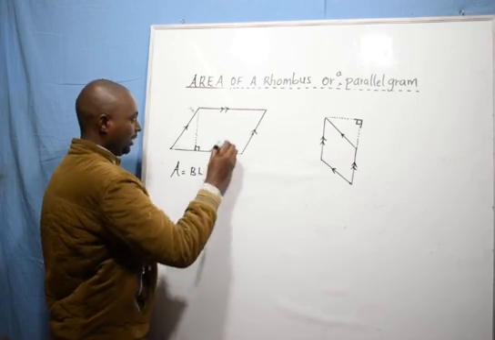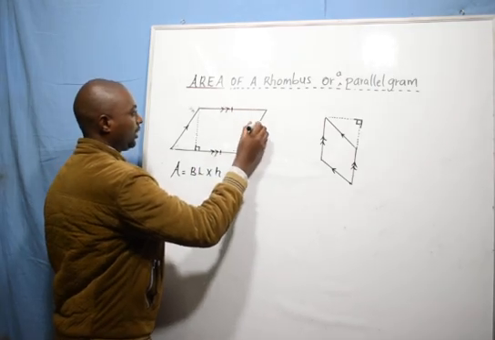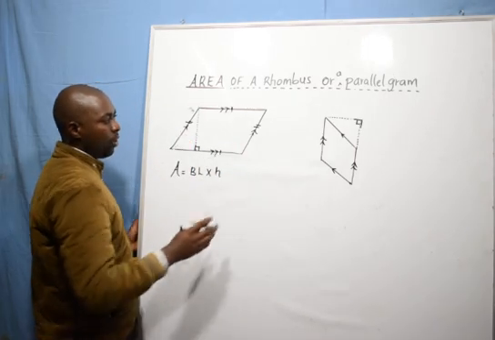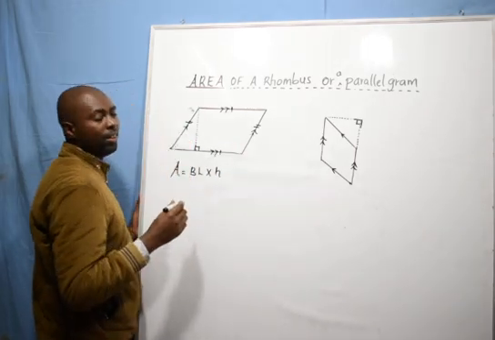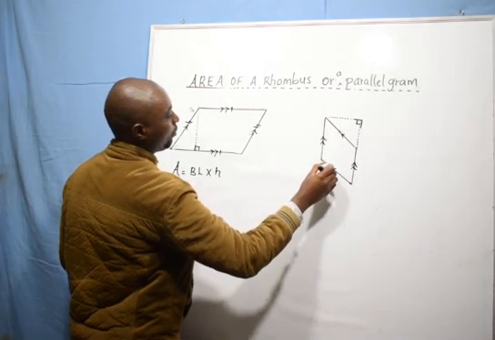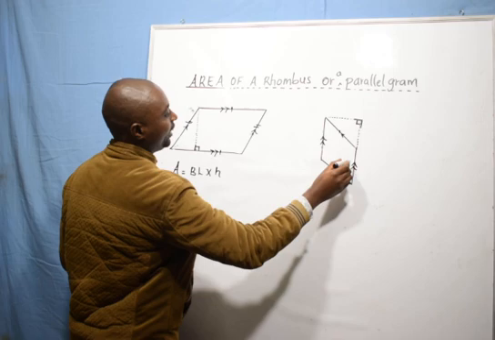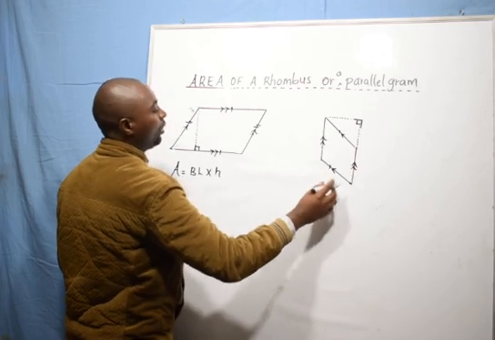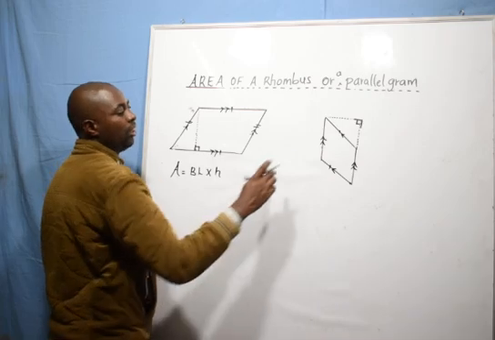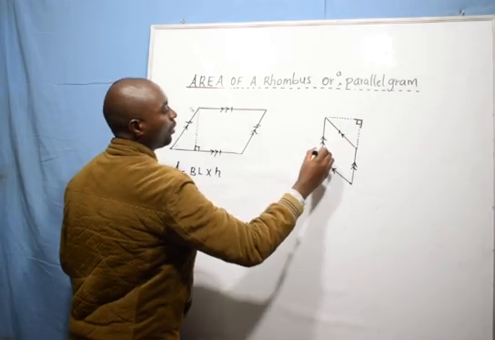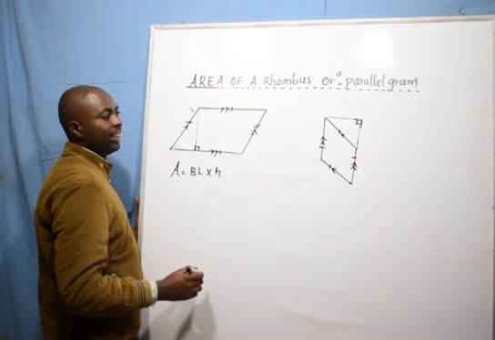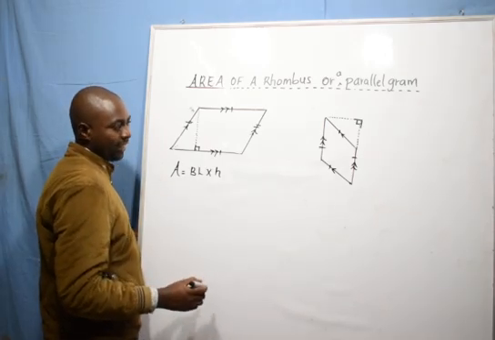This side is equal to this, and this one is equal to this, but this is parallel to this. On a rhombus, the same case: this side and this side are equal and parallel, and this side and this side are parallel and equal. But the special thing about a rhombus is that it is a special square. All sides are equal. And the only thing that is not equal in a rhombus are the diagonals.